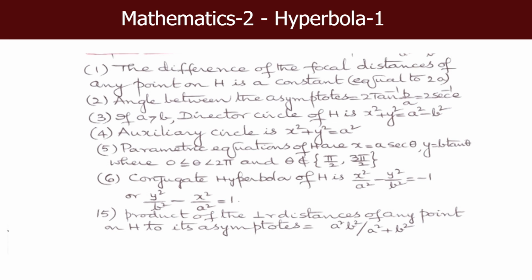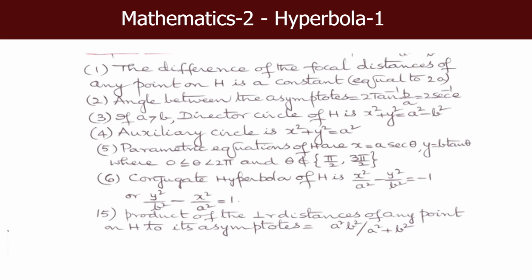So, for the conjugate hyperbola, the conjugate axis will be along the x-axis, and therefore the equation of the conjugate hyperbola is y square by b square minus x square by a square equal to 1, or sometimes you can also write it as x square by a square minus y square by b square equal to minus 1. Observe that the hyperbola and its conjugate both have the same pair of lines as asymptotes. The asymptotes for both these hyperbolas are the same pair of lines, x by a plus or minus y by b equal to 0.